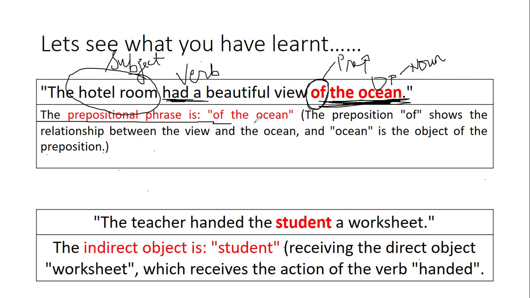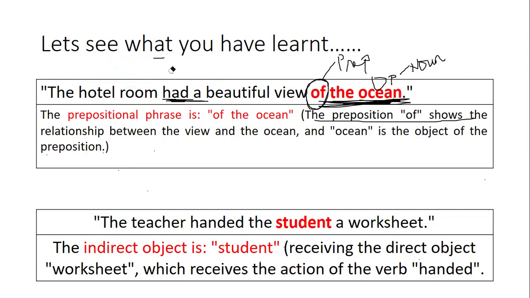In the prepositional phrase "of the ocean," the preposition is "of," which shows the relationship between the view and the ocean. So the ocean is the object of the preposition. See, I've mentioned every minute detail, so you could read it and very clearly differentiate what is the subject, what is the verb, and the object of preposition or the prepositional phrase.